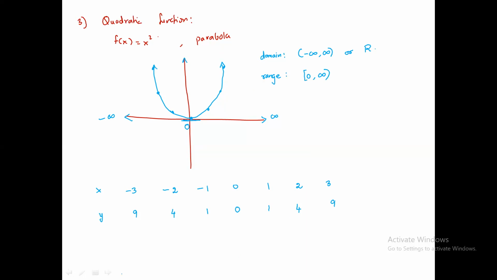Next, the next function, fourth one, is a cubic function. The cubic function f of x equal to x cube. The function is from set of real numbers to set of real numbers.